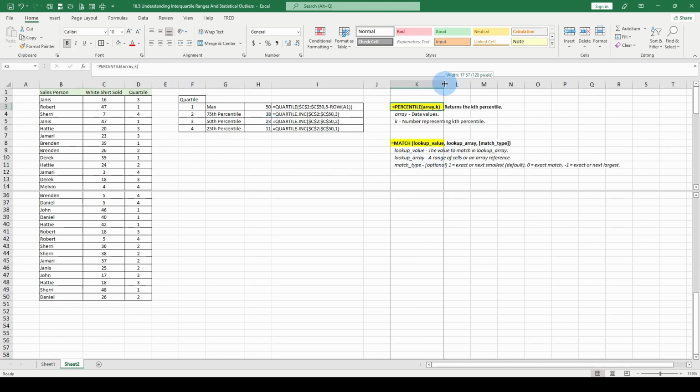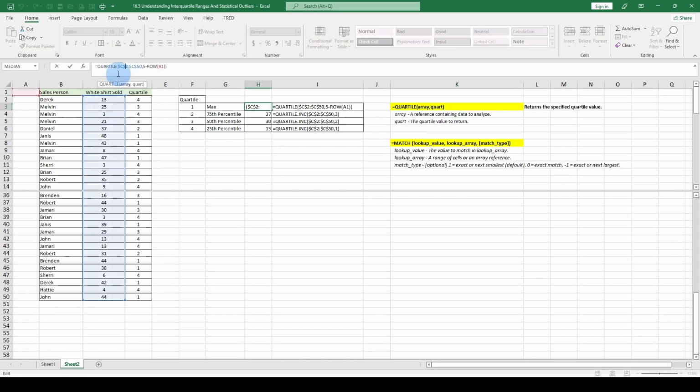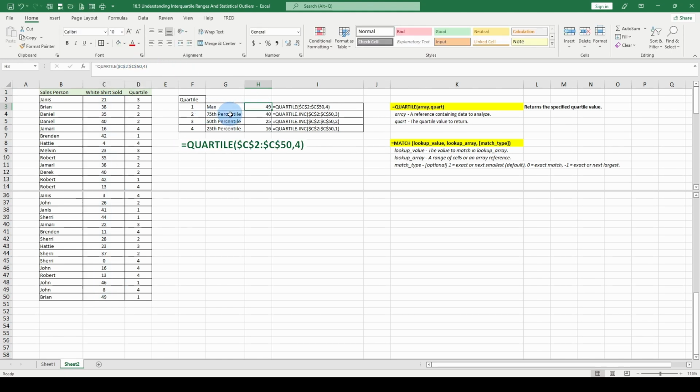You want more details as to the percentile? We're looking at an array. Here we have the quartile, you have an array, and then you have the quartile. There we have C2, here's the array, C2 to C50, and then the quartile is 5 minus 4. We can change this. Let's go 4. It does the same thing. We can also take this all the way to 0. So we can go 4, 3, 2, 1, and 0 if we want.